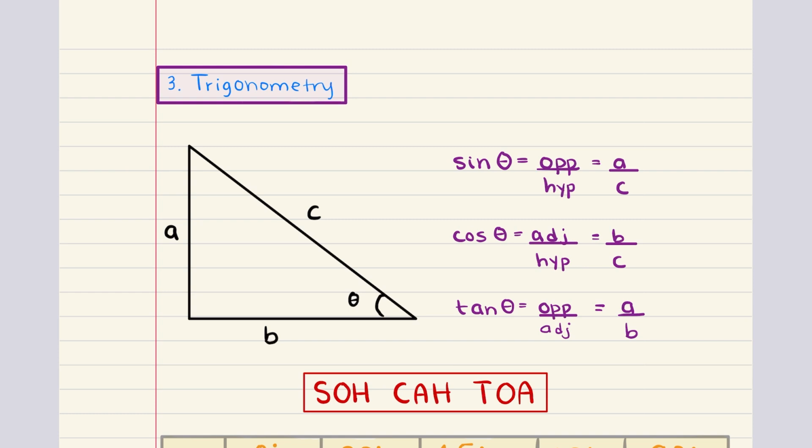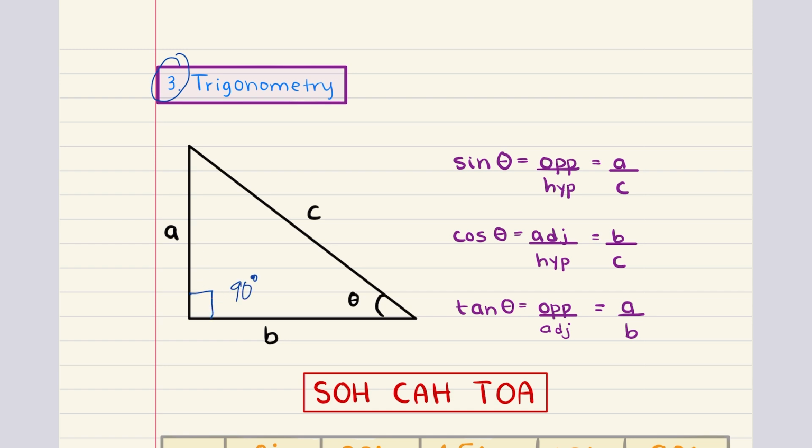Today we're going to continue our lecture on mathematics, and we've made it to the third objective, which is titled Trigonometry. Trigonometry is the study of relationships between the angles and the sides of triangles, specifically right triangles. In a right triangle, one angle is always 90 degrees.